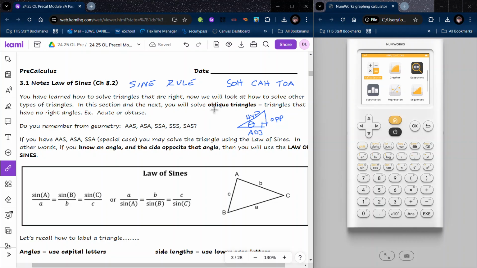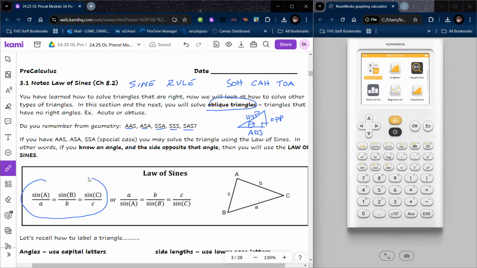All right, but now we're going to work with what were called oblique triangles, which are non-right triangles. And in geometry, remember that you had angle-angle-side, angle-side-angle, side-side-angle, side-side-side, side-angle-side. What we're going to talk about is that in certain situations, depending on what you're provided, you'll be able to solve your triangle and find out the missing information.